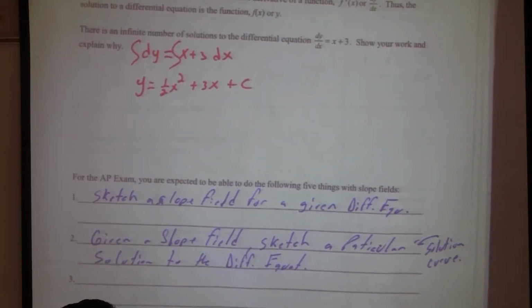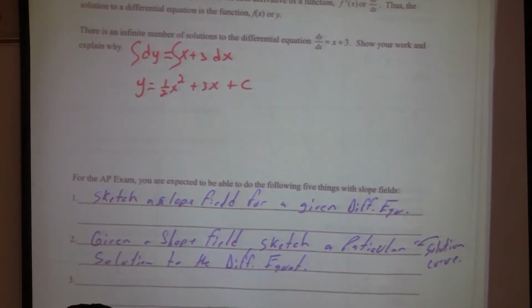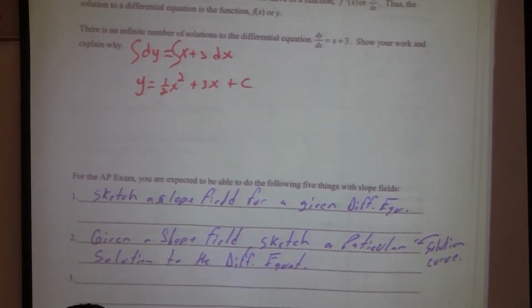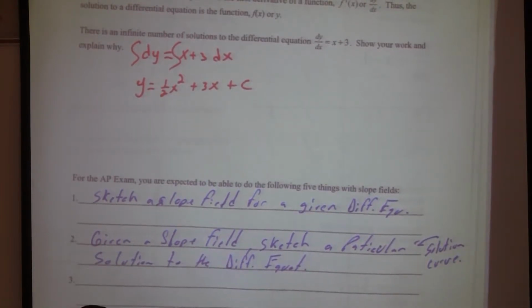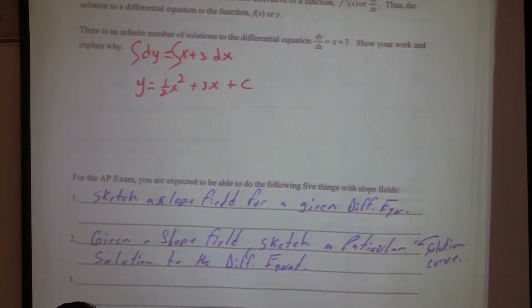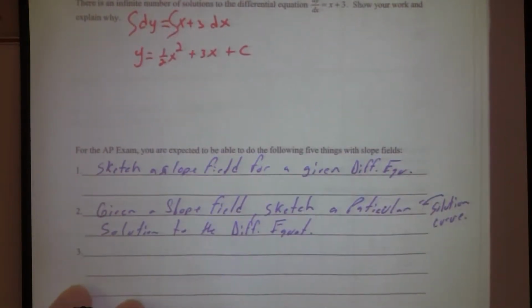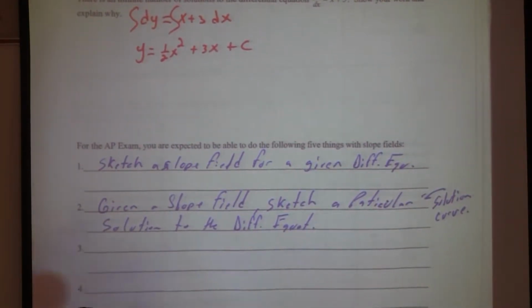So they're going to provide you with a point that you're going to put on the slope field, and then you're going to have to follow some criteria when you draw it. Like one of them is that it obviously has to go through that point. If you draw the solution curve but it doesn't go through the point, you're not going to get credit. So there are a couple of things that we're going to go over that you have to be careful about when you're drawing that.